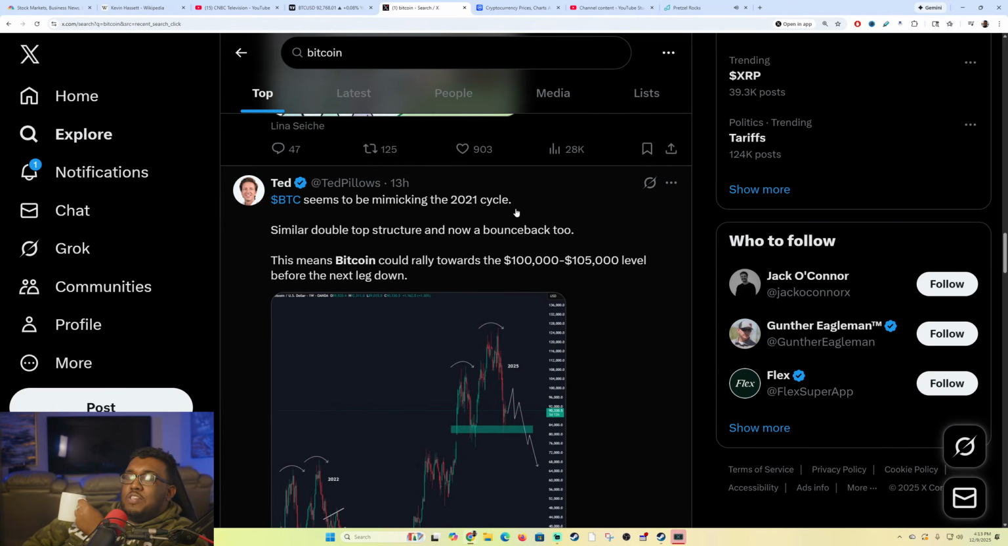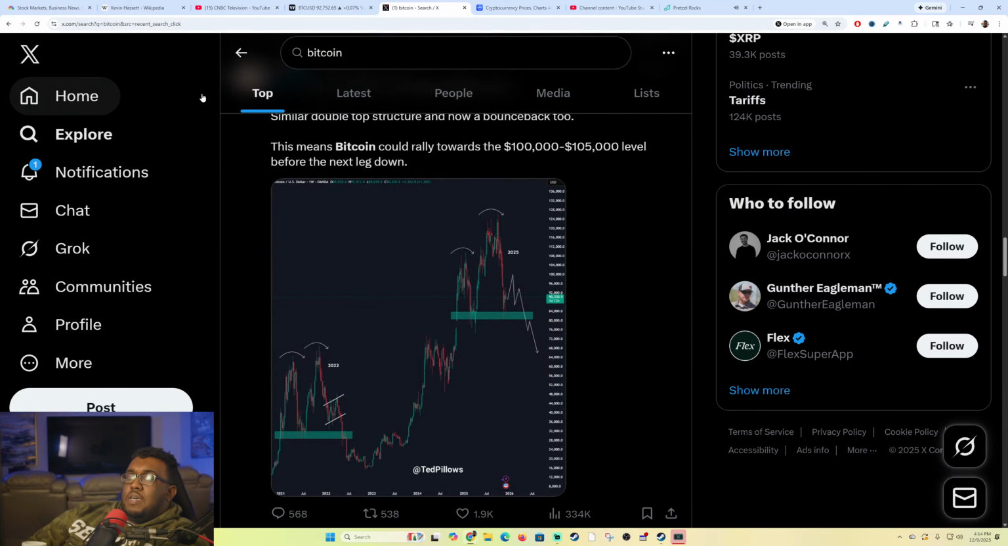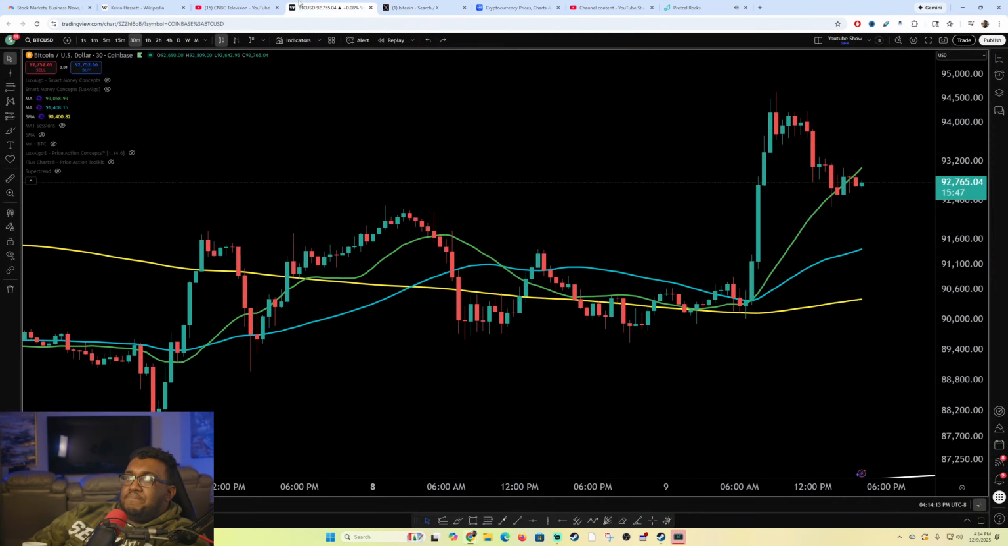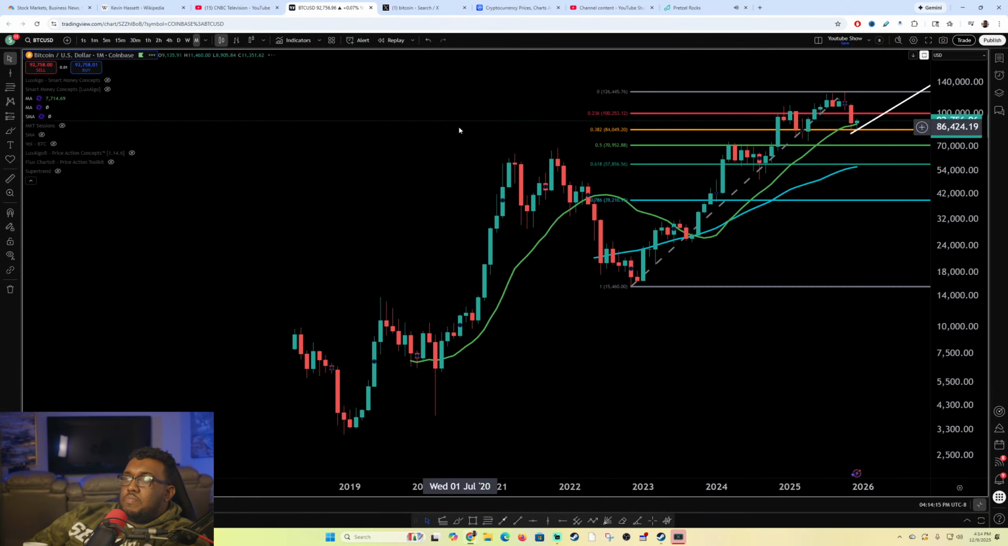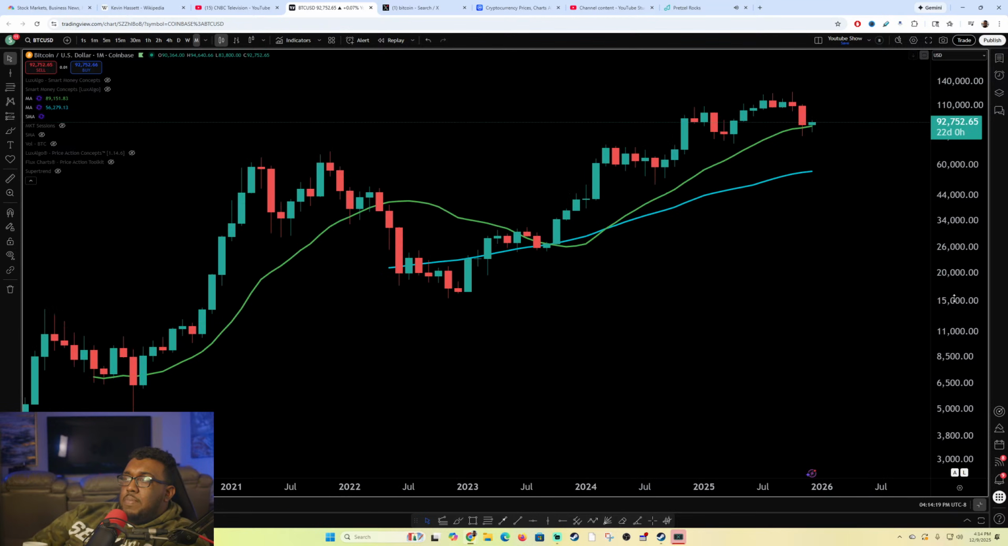Bitcoin seems to be mimicking the 2021 cycle. Similar double top structure, now bounce back. This means Bitcoin could rally towards the 100,000 to 105,000 level before the next big leg down. When you look at that a little bit here, I think they're probably using a weekly chart. This is the monthly chart right now.